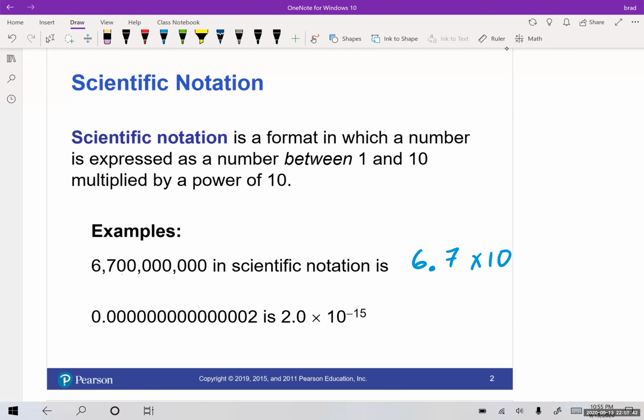What I do, and again, it's a preference, there are also people that do it a different way, is I say, okay, I'm here and I need to end up here. So this had to go 1, 2, 3, 4, 5, 6, 7, 8, 9. So I would put times 10 to the 9.